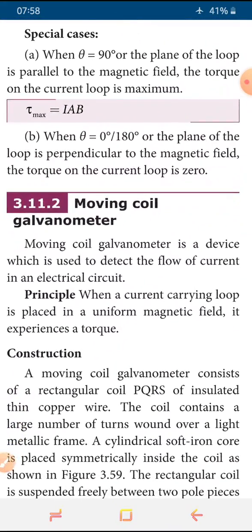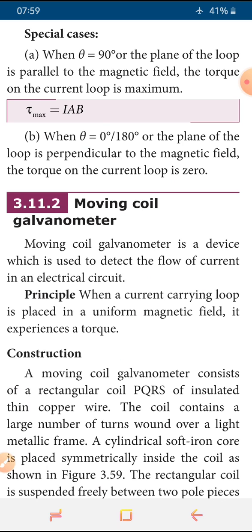If you have any doubt, you can ask me through WhatsApp or a personal call. And there are two special cases. First special case: suppose the angle theta is 90 degrees, which means the plane of the loop is parallel to the magnetic field. Then the torque on the current loop is maximum. Substituting theta equal to 90 degrees, IAB sin 90, where sin 90 is 1, the torque will become IAB.